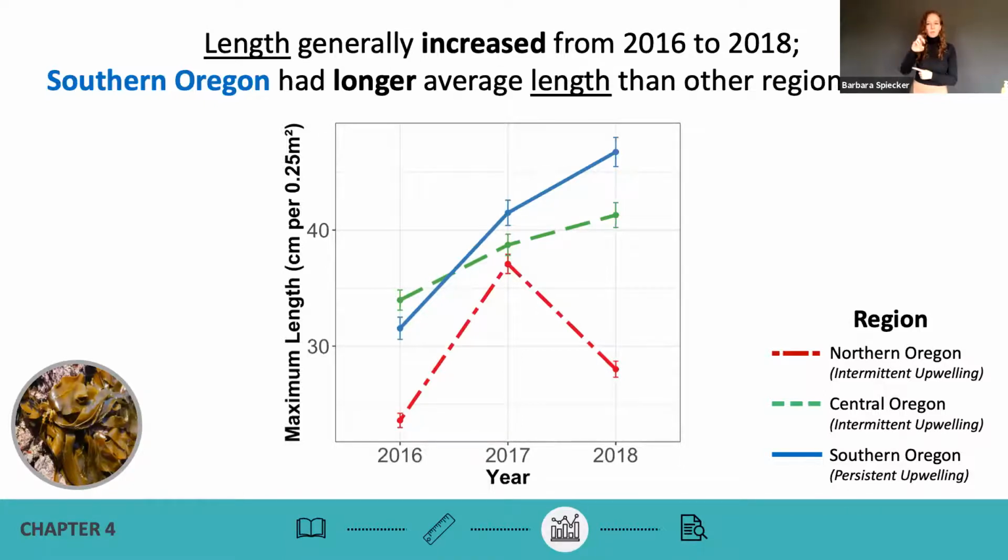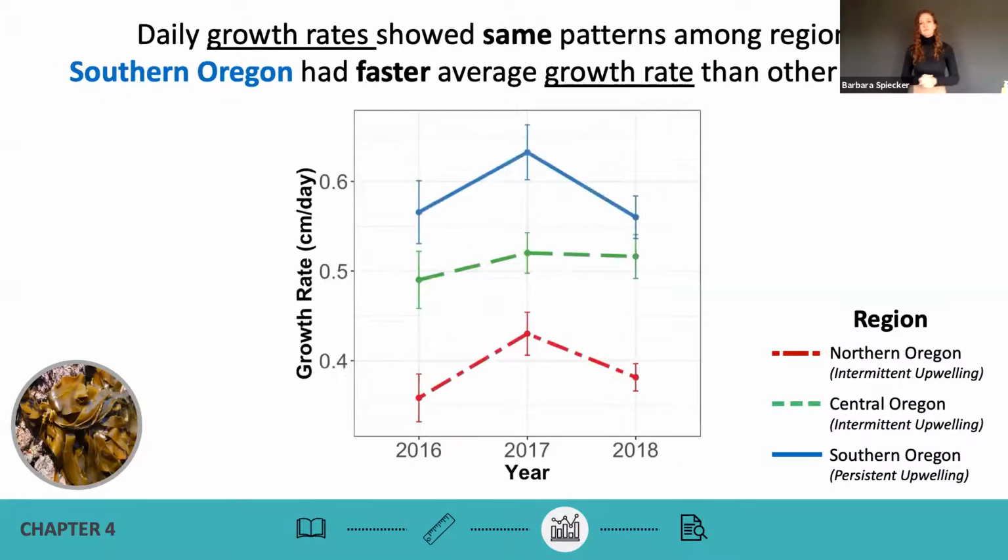So now the question arose: since Hedophyllum is a perennial algae, does that long length reflect algae growing fast, or is the length an accumulation from year to year? When we looked at daily growth rates, we found that they exhibited basically the same patterns as length among the regions. As you can see, the average growth rate represented here on this figure is fastest in Southern Oregon.